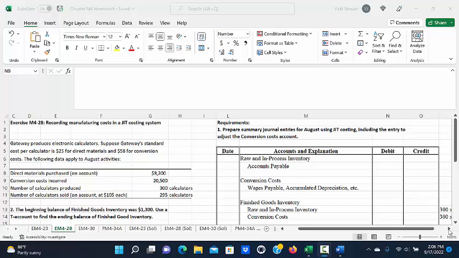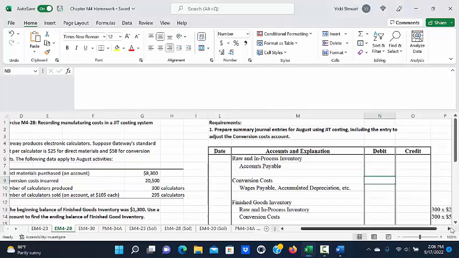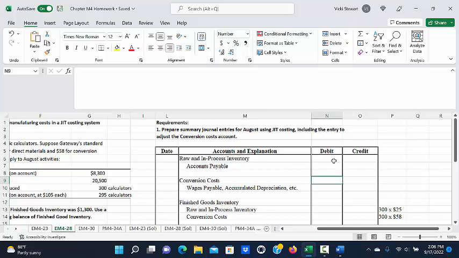In part 1 of the problem, it asked us to prepare journal entries for August using just-in-time costing, including the entry to adjust the conversion cost account. So the first entry that we would make would be to record the purchases of the direct materials. We would debit raw and in-process inventory for $8,300 and credit accounts payable for the same amount, because the problem said they were purchased on account.